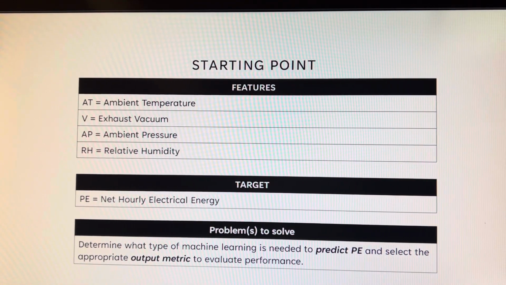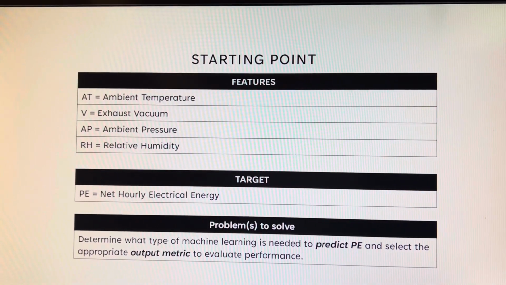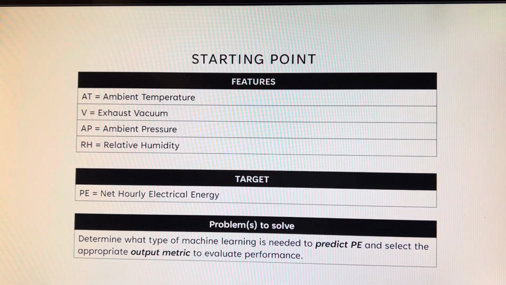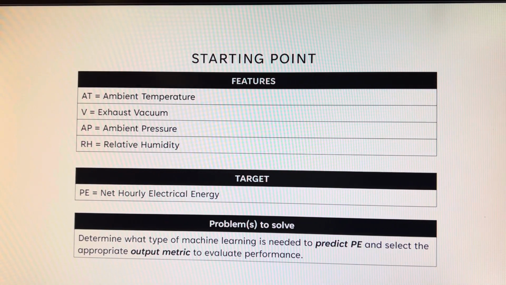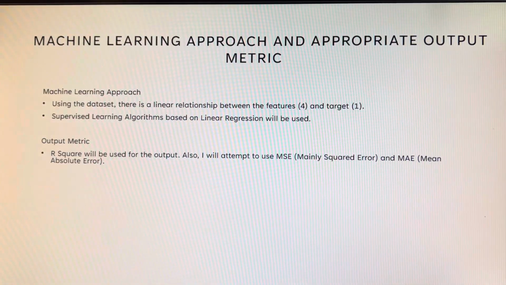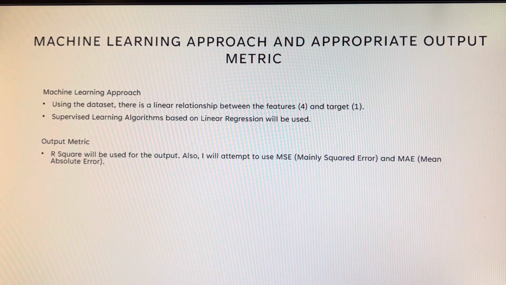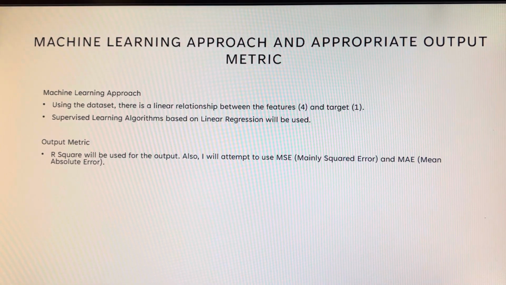And the problem to solve right now is to determine what type of machine learning is needed to predict the PE and select the appropriate output metric to evaluate performance. Next, we're going to discuss the machine learning approach and appropriate output metric.